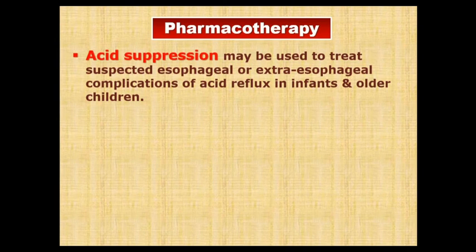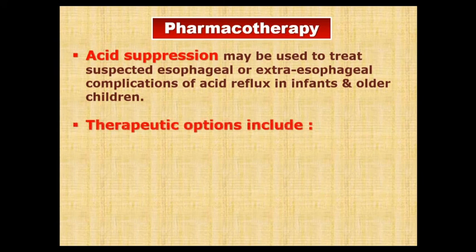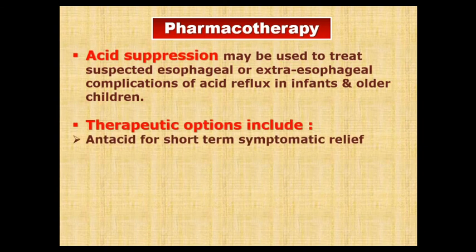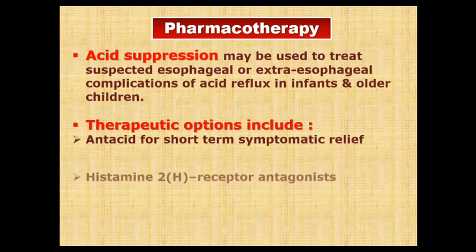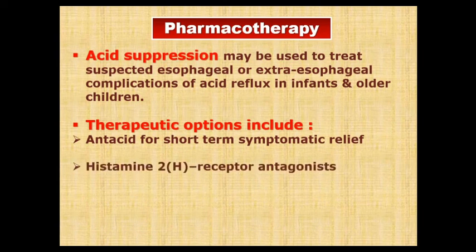And in this step of management, we will follow the style of the pyramid. So we will start with the simple pharmacotherapy, and if there is no response, we will upgrade to the more potent. So firstly, we'll start with antacid for short-term symptomatic relief, like Gaviscon or aluminum hydroxide. And if there is no response, we can give histamine 2 receptor antagonists like cimetidine, nizatidine, famotidine, or ranitidine.